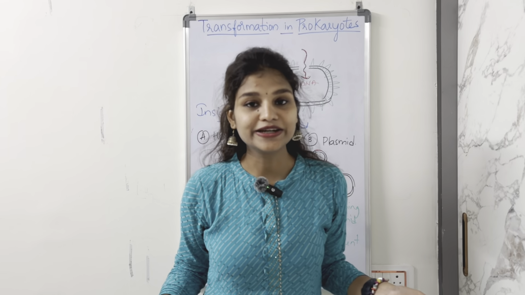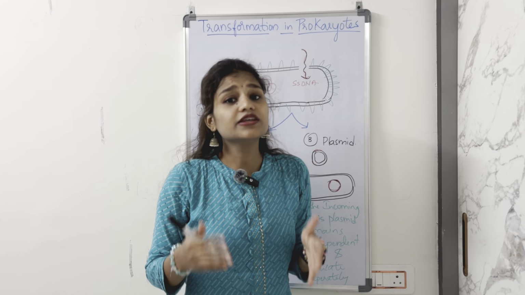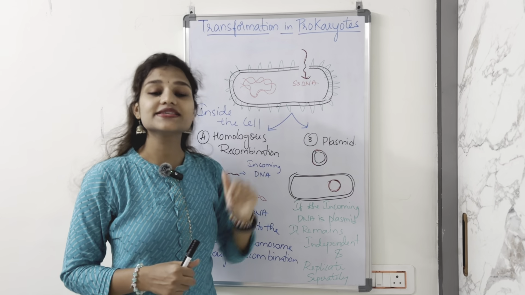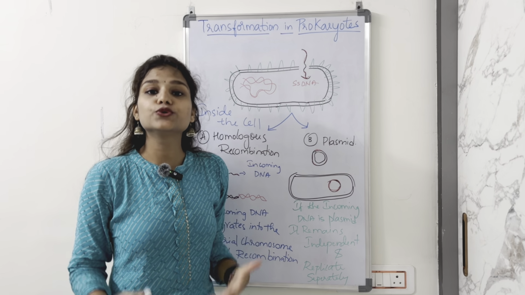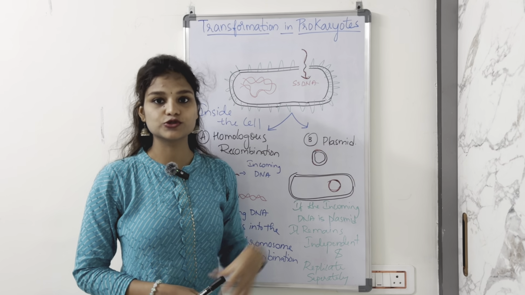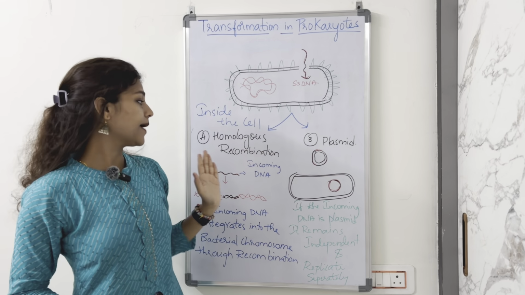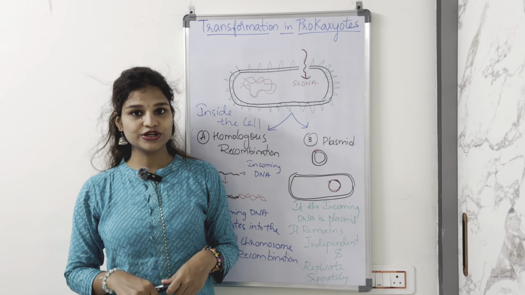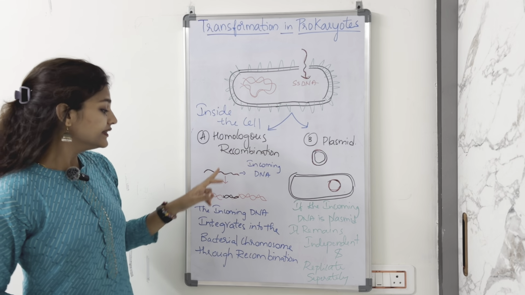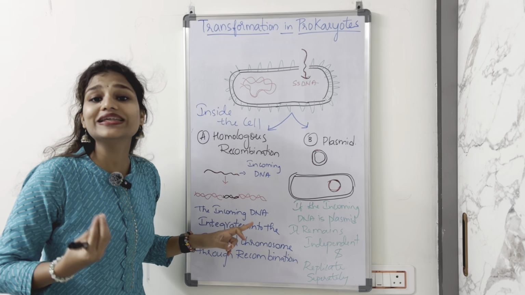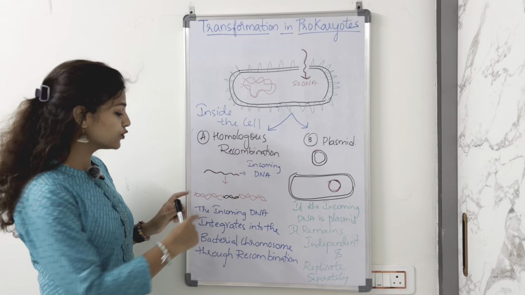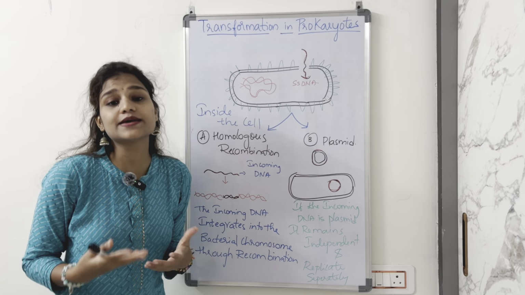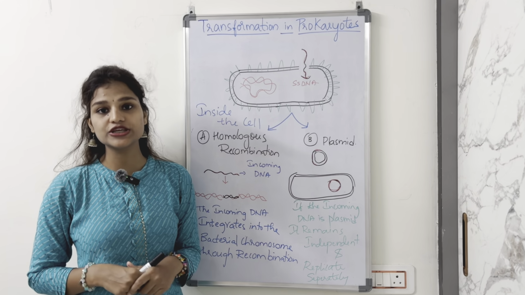Now the DNA has entered the bacterial cell, but entering is not enough, right? Whatever DNA has entered the bacterial cell should become part of the bacterial chromosome. This happens by homologous recombination. But what actually is homologous recombination? Here, guys, the incoming DNA finds its similar sequences and integrates within them. But which enzyme is helpful for this recombination?